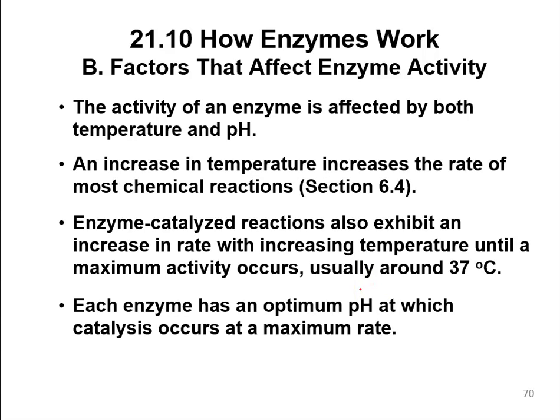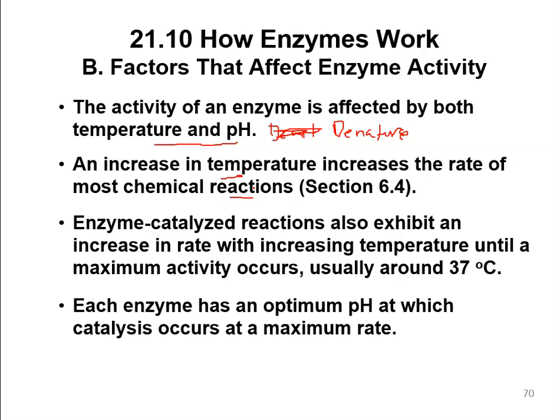Factors that affect enzyme activity. The activity of an enzyme is affected both by temperature and pH. I just told you that if you increase temperature or pH, you denature the protein. Let's actually use that word because that's the word that's used. If the protein's denatured, it doesn't work anymore. An increase in temperature increases the rate of the chemical reaction, so that could increase the rate, but we're talking about a very small increase. We're not talking about a huge increase.